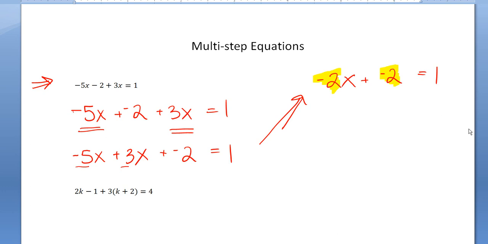I look at kind of proximity to x. Do you see this right here? This negative 2 is hooked right to the x. It looks a little bit easier to get rid of this one first, and it is. So I'm going to get rid of this negative 2. I can get rid of a negative 2 by adding 2 to each side.